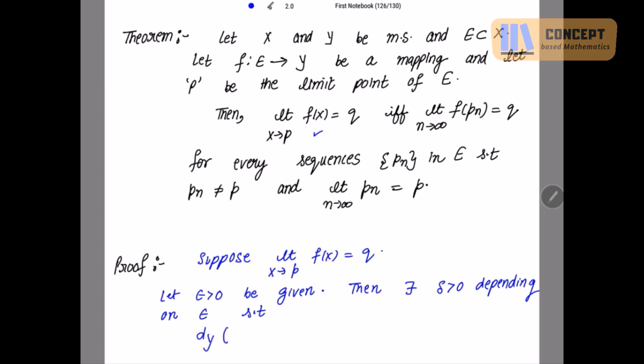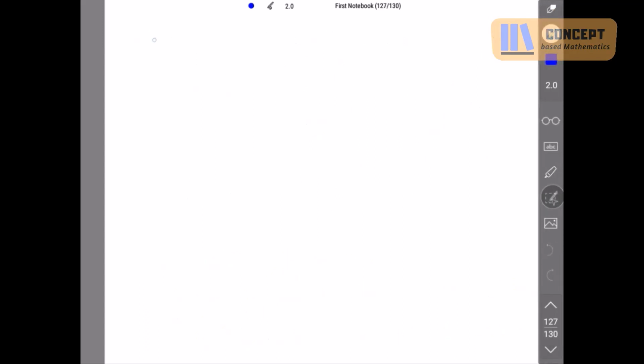distance in Y, taking the distance in Y, f(x), and the other point in Y is q. This distance is less than epsilon for all x belonging to E, for which distance in X, points of X are x comma p, this is less than delta. Just take this as your (1).